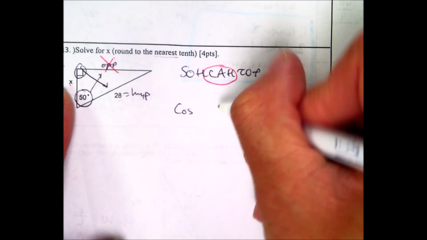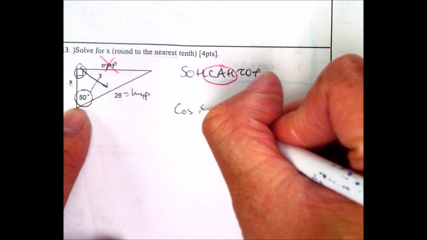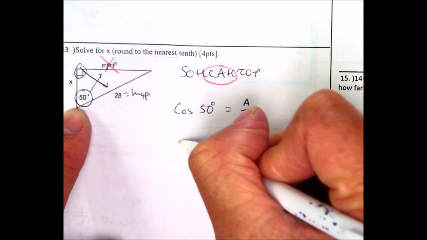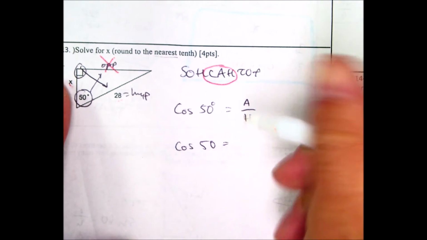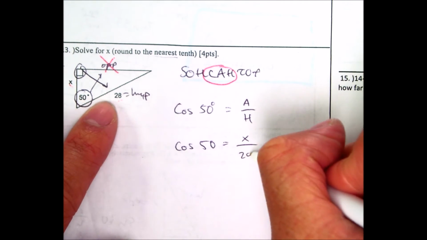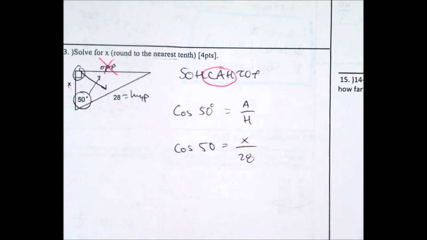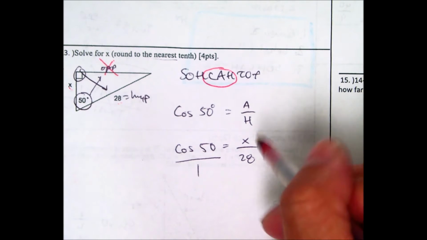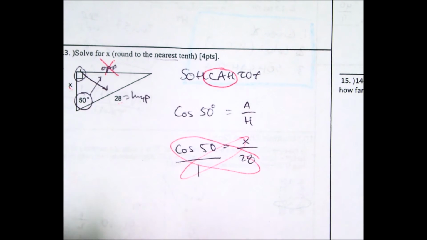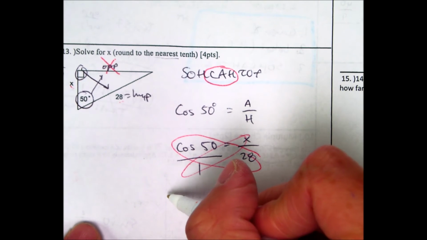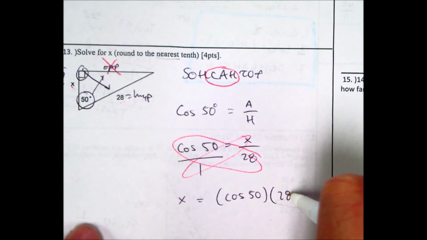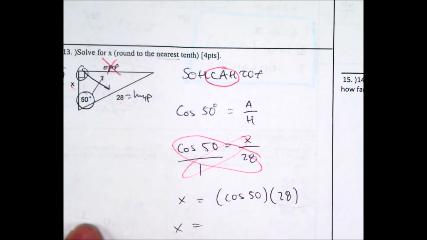So I have cosine. And then you put here your angle, 50 degrees equals A over H. Cosine of 50, your adjacent is x, hypotenuse is 28, and you're just solving for x here. So this is a fraction, this one's not, put it over 1. Cross multiply, so I have x, or 1 times x, equals cosine of 50 times 28. My calculator ready equation. Just go ahead and put into your calculator cosine of 50.